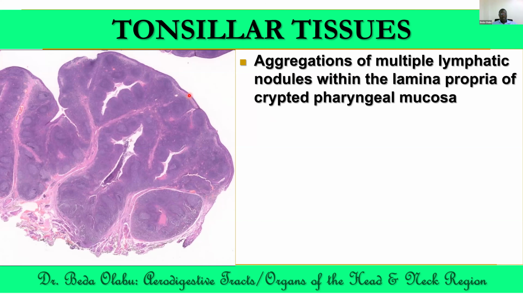On its surface, what we see on this epithelium is that the epithelium displays a lot of convolution with multiple crypts. These crypts are important to increase the surface area over which perhaps an organism can possibly interact with the tonsillar tissue.